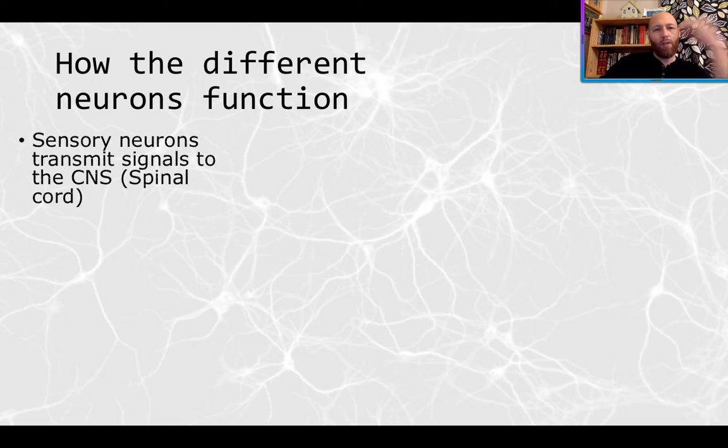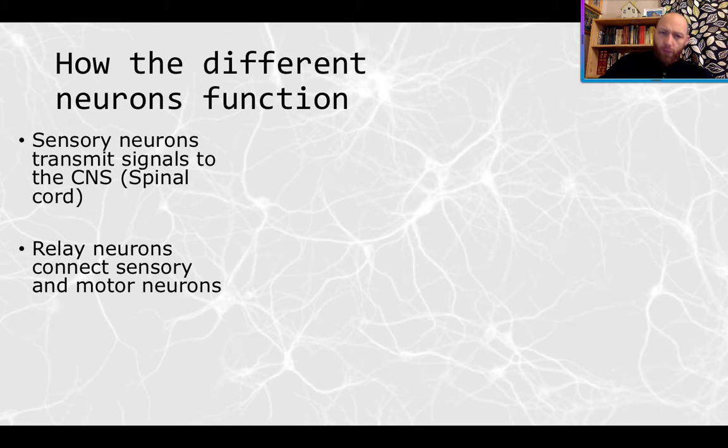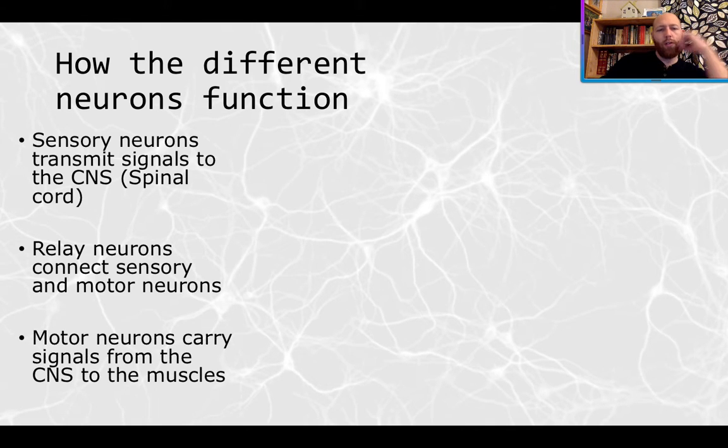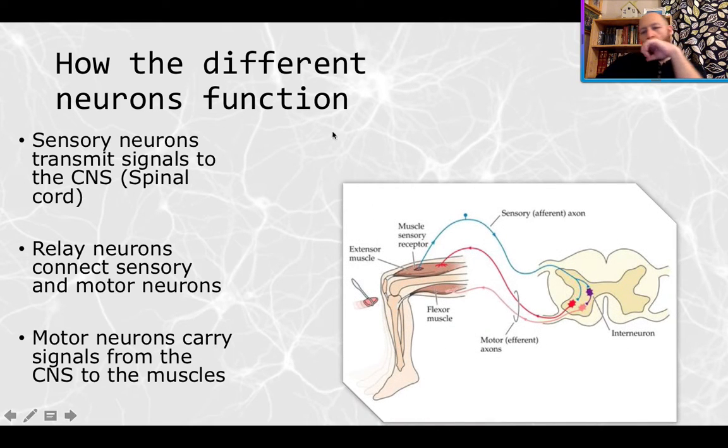I'll show you some diagrams. Sensory neurons then, they transmit signals to the central nervous system via the spinal cord. Relay neurons in the central nervous system, spinal cord, connect sensory neurons to the motor neurons. So they go between guys. I'll show you a little diagram of this in a minute. Motor neurons then carry the signal to the muscles from the central nervous system.